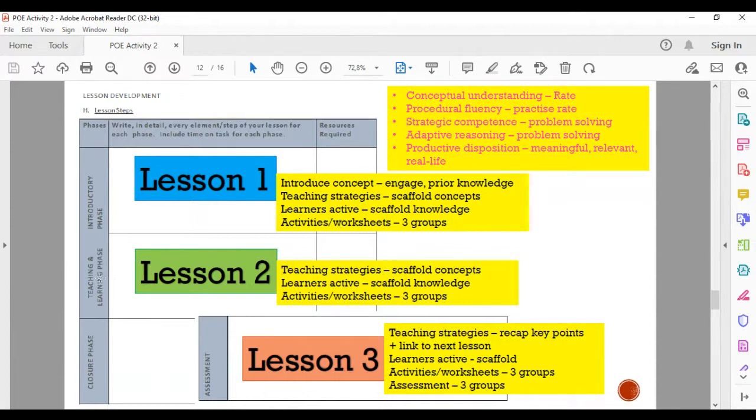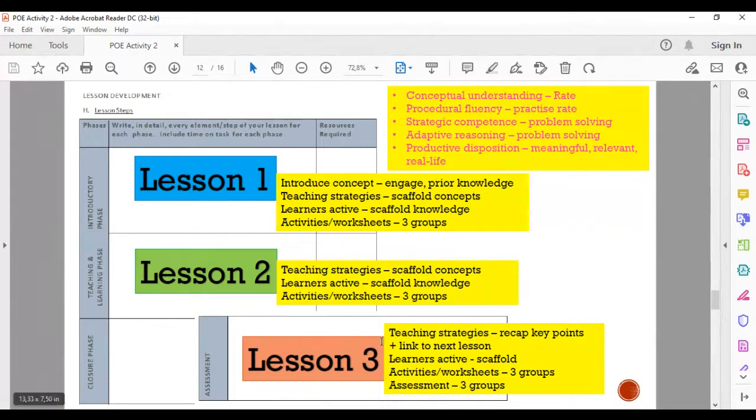In the teaching and learning phase, this will be the whole of lesson 2. So you won't introduce the topic again because they are already familiar with the topic now. So you would go directly to teaching again and learners that are active with activities and worksheets. So in lesson 2, you can also teach and the learners should be able to do something.